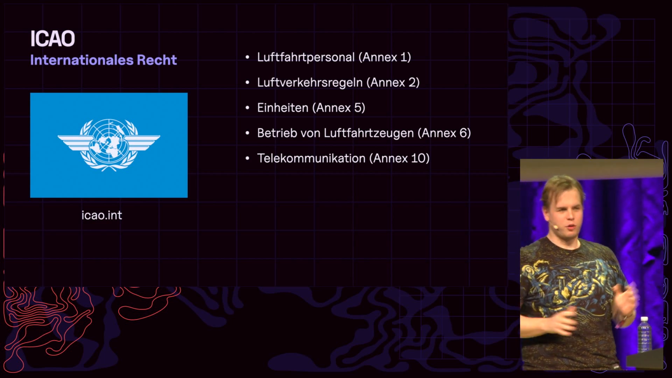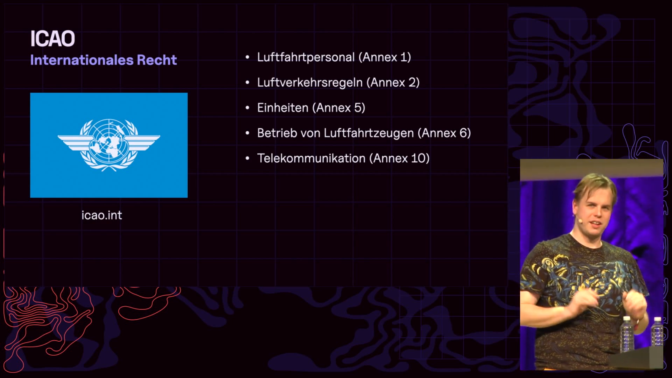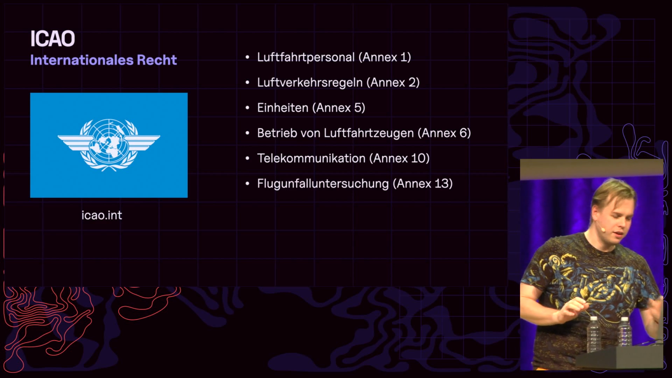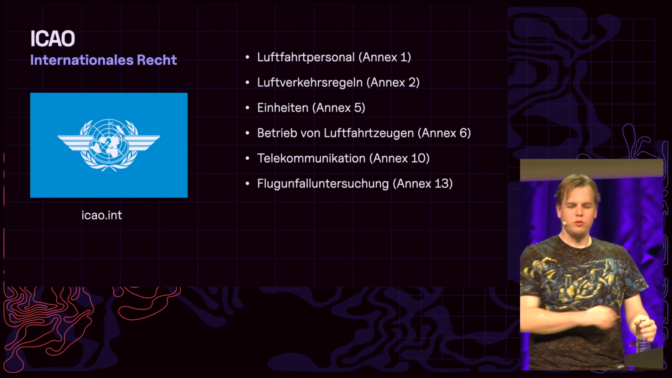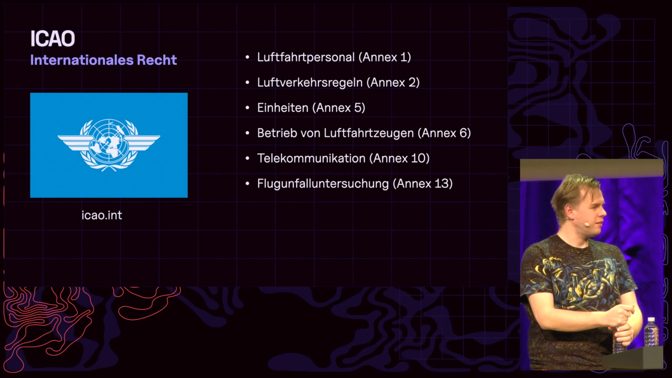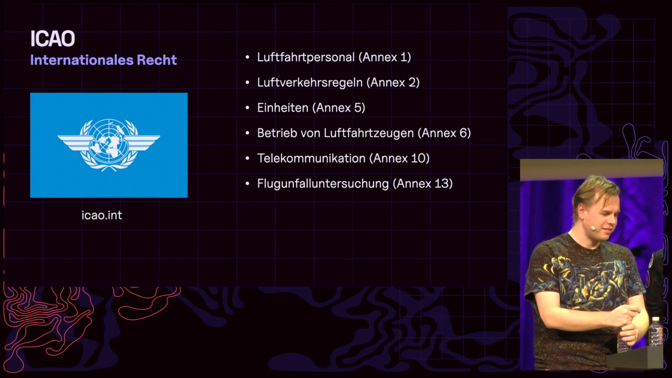It's a lot of paper again, but there's more. There's operation of aircraft. What must the aircraft be able to do? And there's telecommunications, radio protocols. It needs to be aligned and harmonized, very important. And aircraft accident investigation. Why do we investigate incidents? Because aviation learns from its accidents.